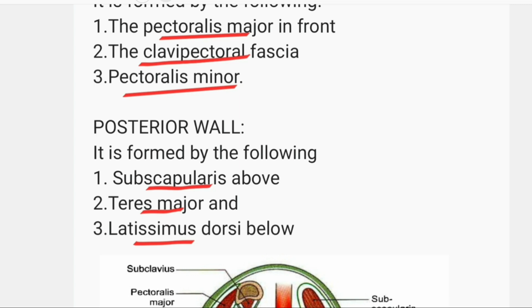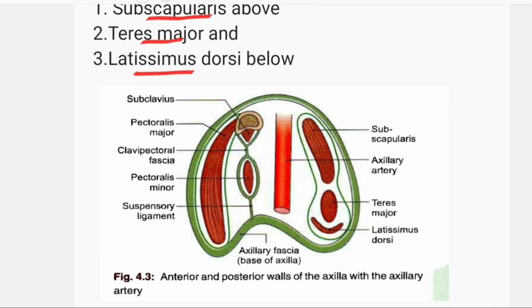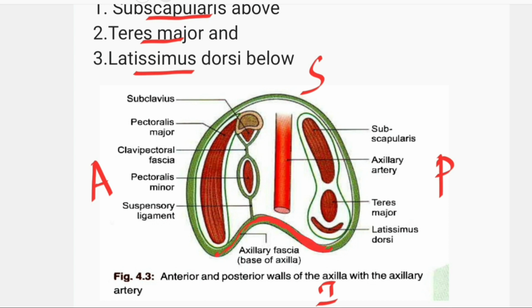We can understand this from the figure. This is anterior, posterior, the superior and inferior. Here is the base of the axilla, which is formed by the outermost skin, superficial fascia, and axillary fascia. The apex is upwards, the base is downwards, and this is the anterior wall. This is the posterior wall.